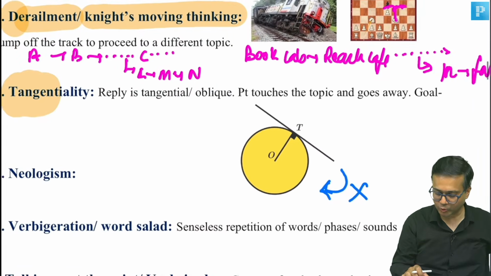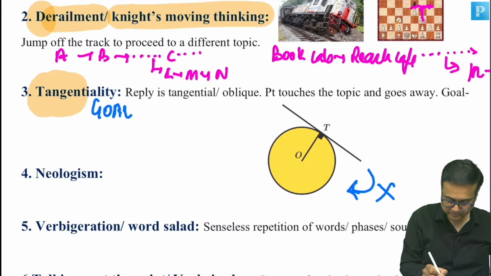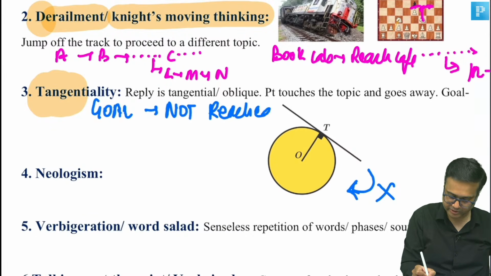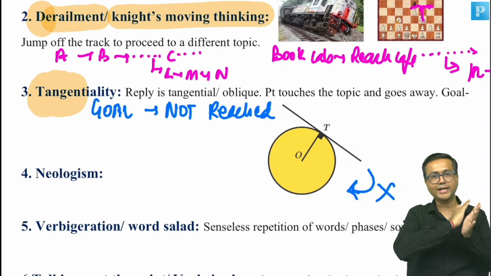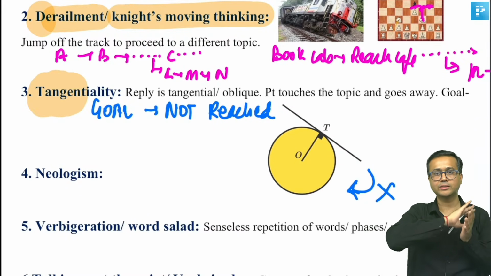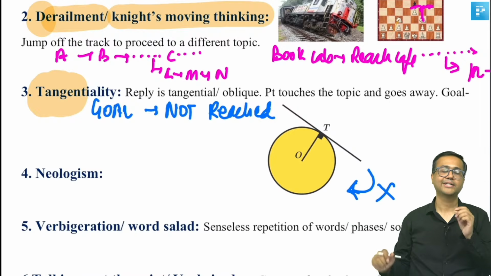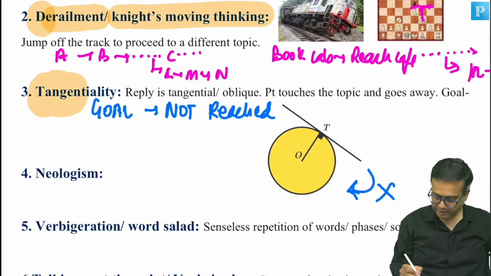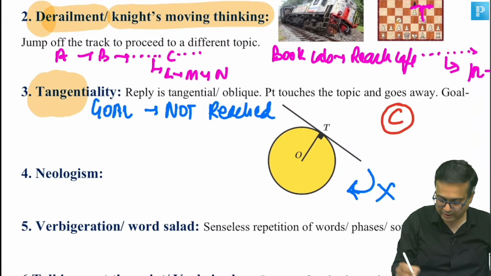So tell me, beta, goal is reached or not reached? Goal is reached or not reached? Very good. It is not reached. So the patient just touches the topic and goes away. Na? Like Nawazuddin Siddiqui ke dialogue, baat karke chala gaya. This is tangentiality. But sometimes they compare tangentiality with circumstantiality.